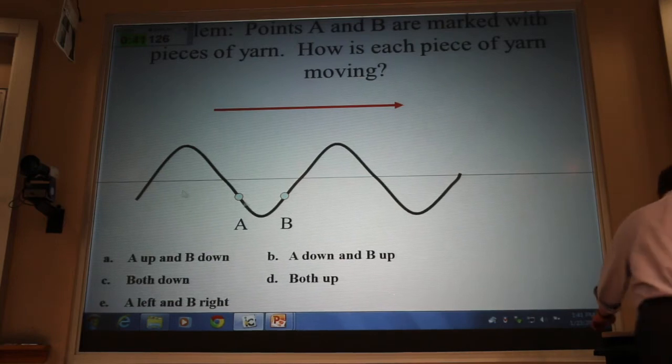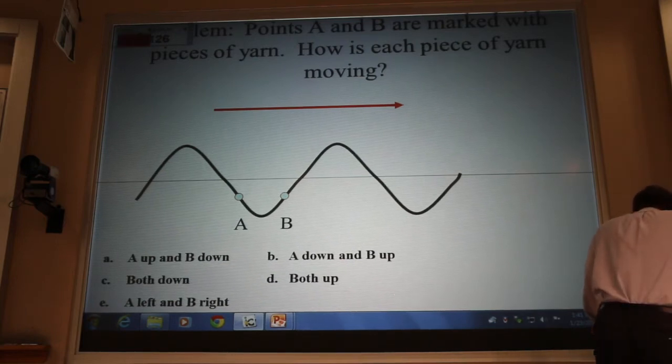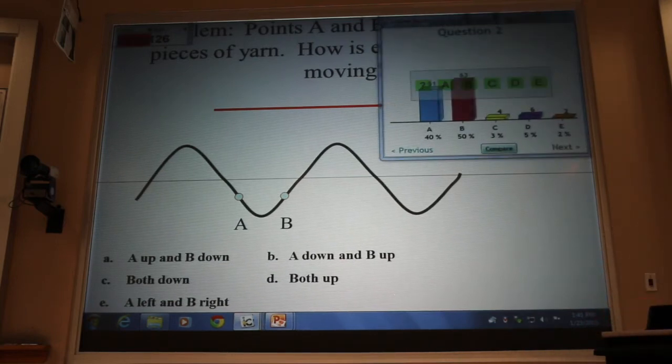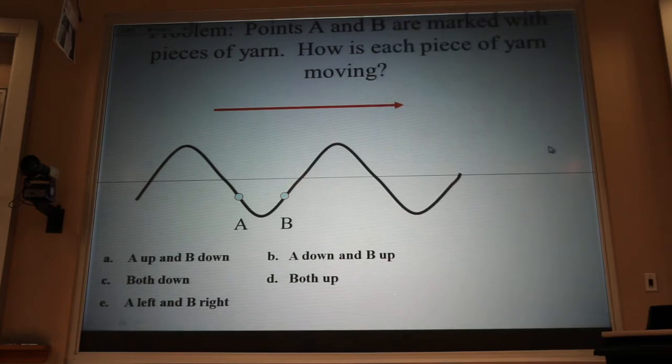Okay, time's up. Okay. Oh. If this were a democracy, B would be the correct answer. Physics is not a democracy. Okay? Let's solve it.